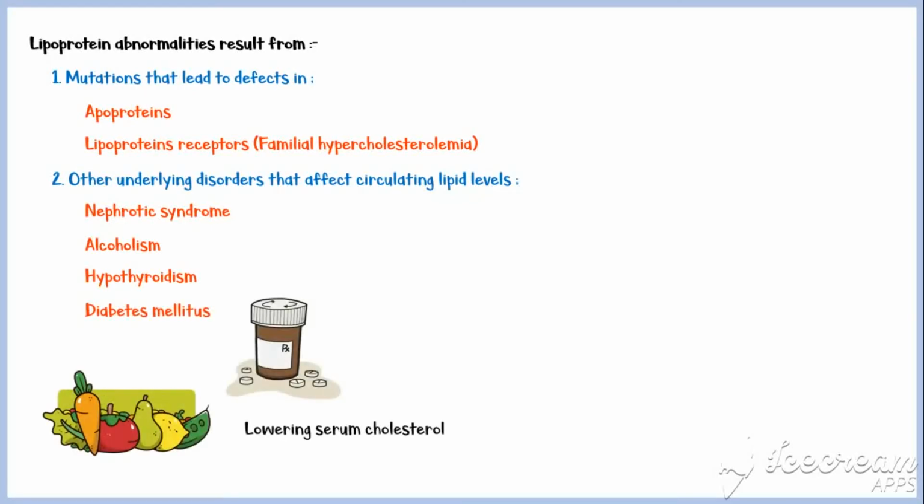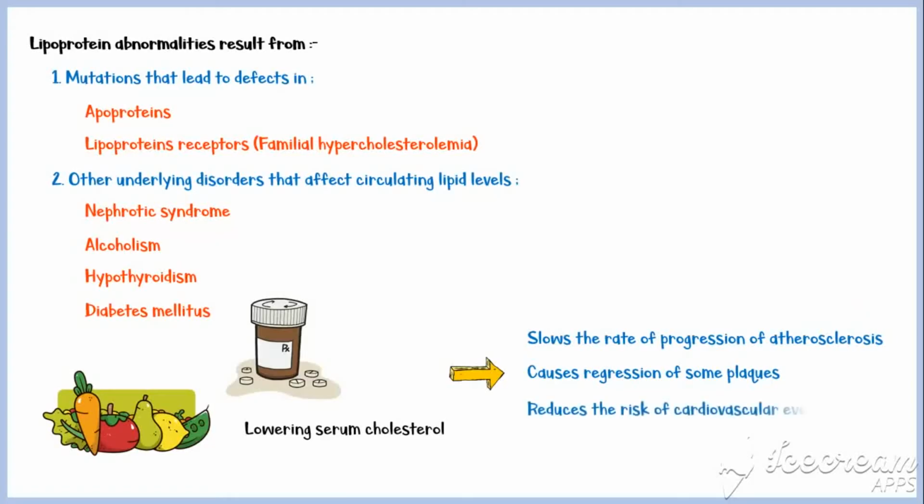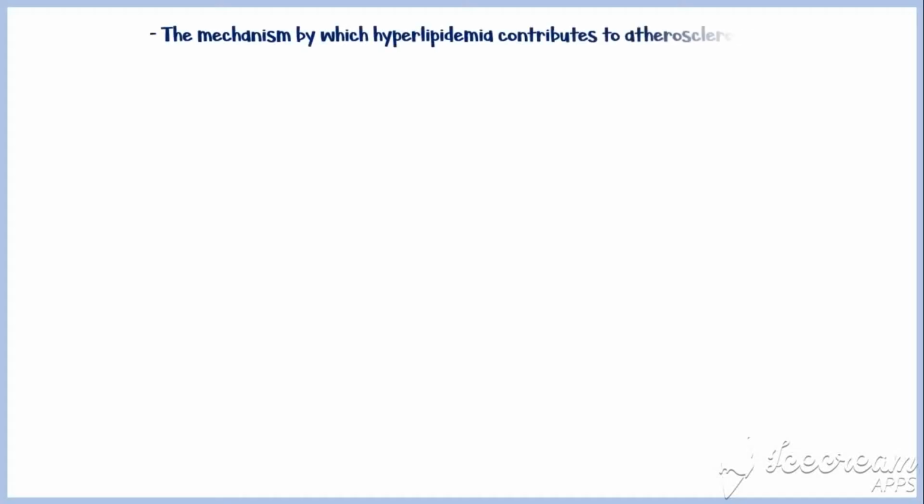Lowering serum cholesterol either by diet or by taking drugs slows down the rate of progression of atherosclerosis, causes regression of some plaques, and reduces the risk of cardiovascular events. Now let's discuss the mechanism by which hyperlipidemia contributes to atherosclerosis.